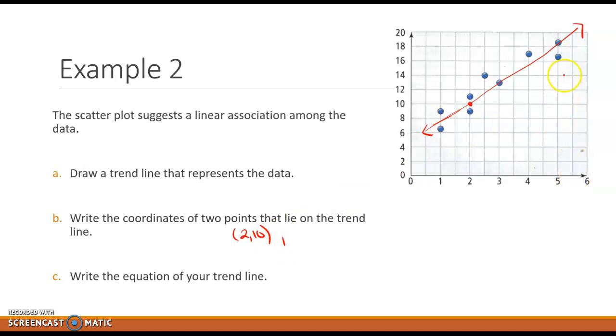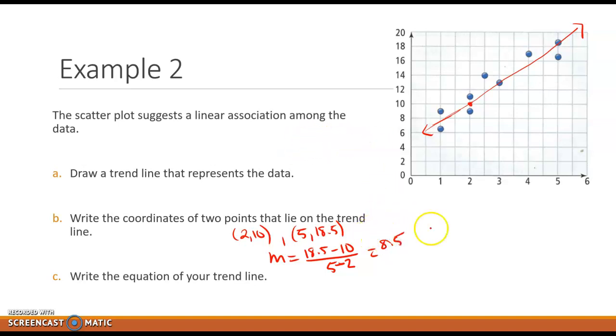And (5, 18.5). That's what I'm going to call it. And we're going to write the equation of this trend line. So we're going to have to first find slope. y minus y, so 18.5 minus 10 over 5 minus 2. 18.5 minus 10. Sorry, my calculator wasn't cleared. 18.5 minus 10 is 8.5. Silly me, I should know that.